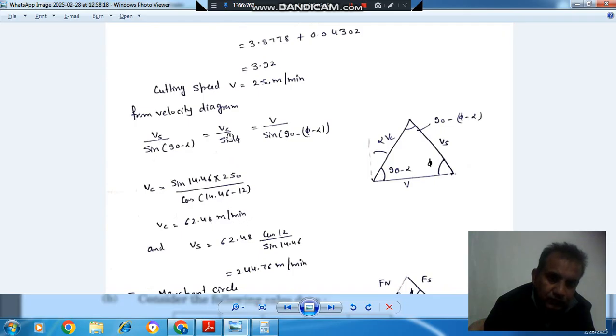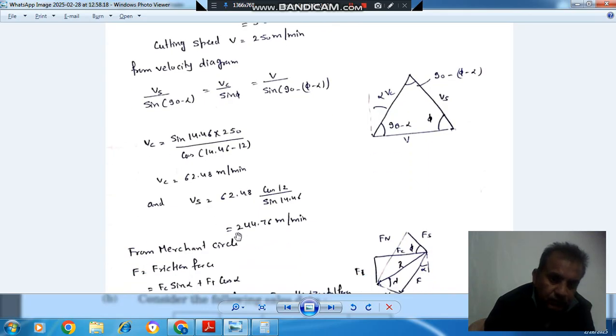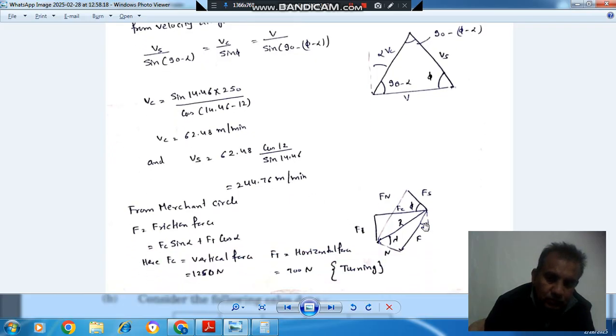Now using this Vc and this sin phi and these two parts, we can find out Vs. So Vs comes out to 44.76 meter per minute. Now this is your Merchant circle diagram. This is cutting force, this is thrust force, this is shear force, this is normal force, this is friction force, this is normal to friction force, this is your rake angle, this is friction angle, this is shear angle.